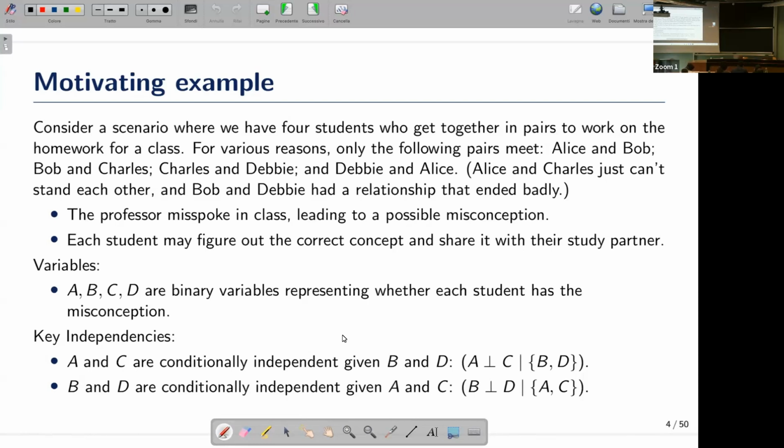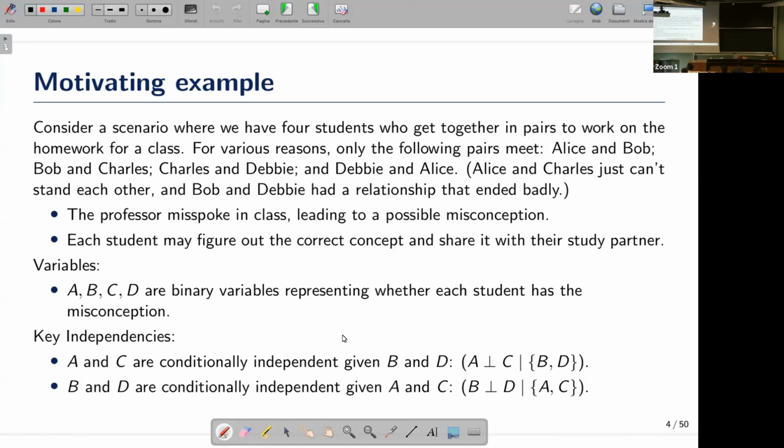So if I have Alice and Bob, and they have information about whether they understand a definition correctly or not, they can help each other, okay? Bob and Charles can help each other. Charles and Debbie can help each other. Debbie and Alice can help each other. But for example, Alice and Charles cannot stand each other, so they cannot help, okay?